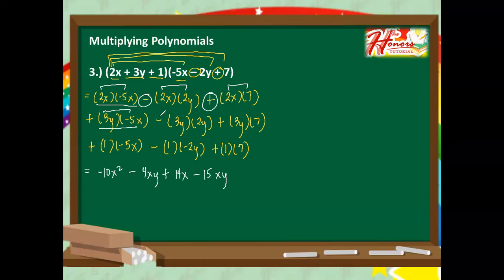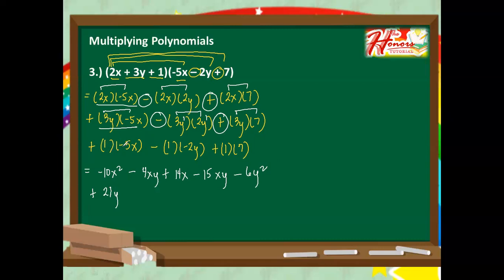And then copy this operation. So minus 3 times 2, that's 6. And then copy y, add the exponents of y, which is 1 and 1. So that's 2. And then copy the operation, which is plus 3y times 7. 3 times 7, that's 21. Then copy y because it doesn't have any partner.